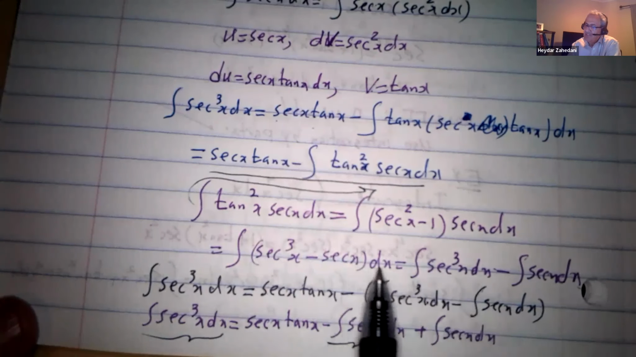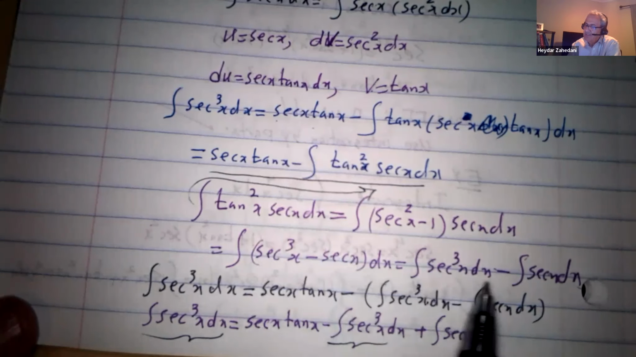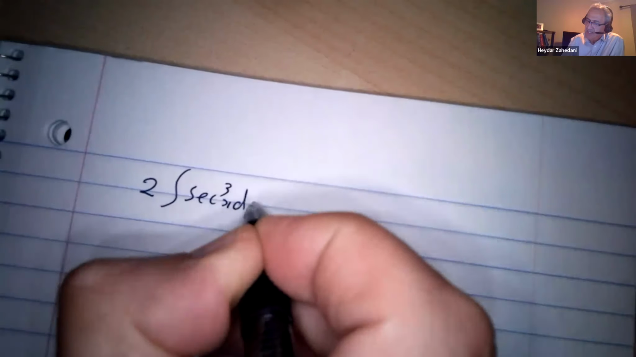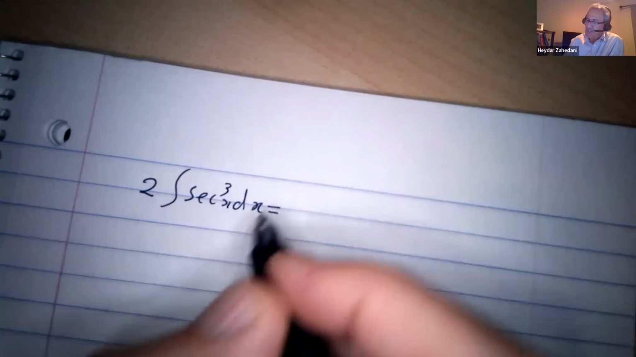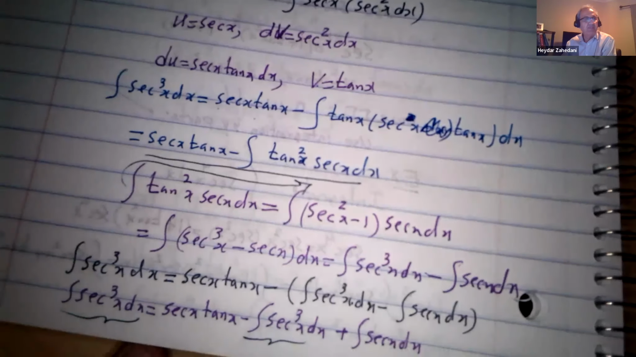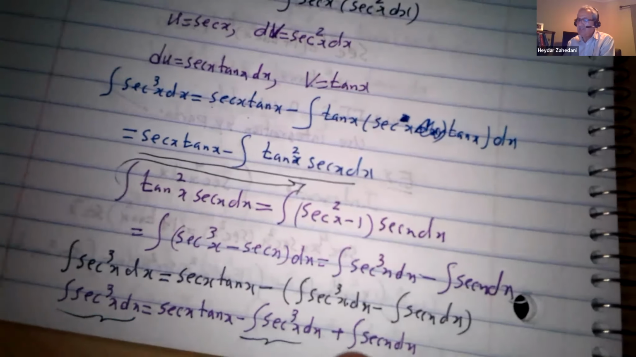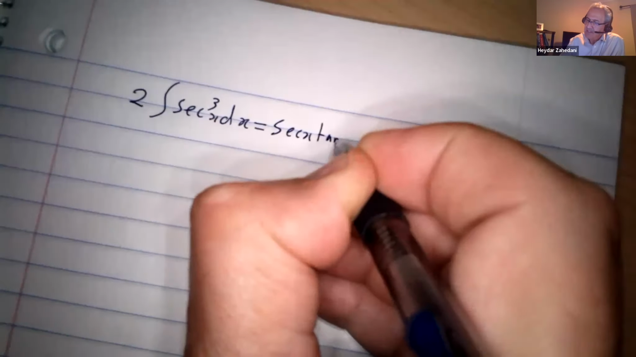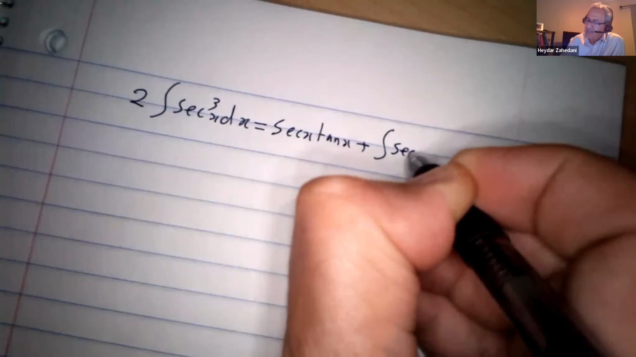That gives you secant cubed minus secant. Now add this one to the other side. That makes it two times the integral of secant cubed x dx equal to, it was equal to what? Equal to secant x tangent x plus the integral of secant x dx.